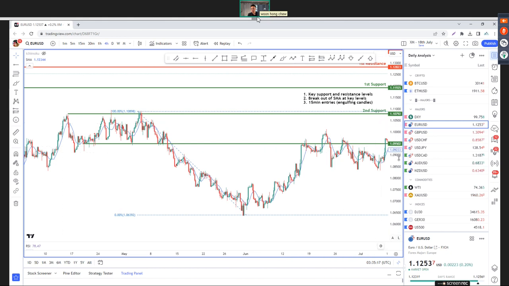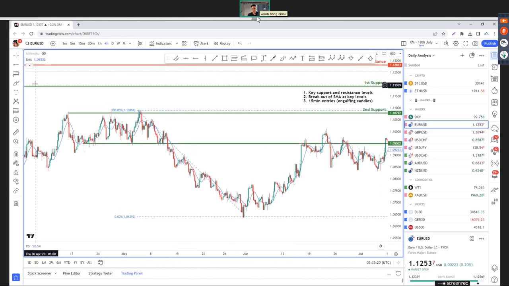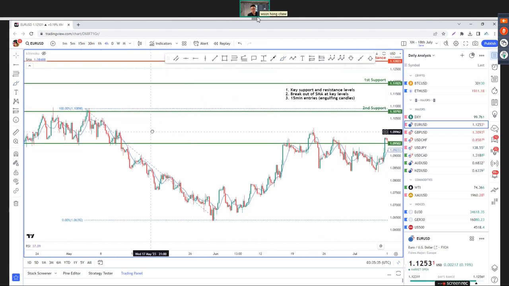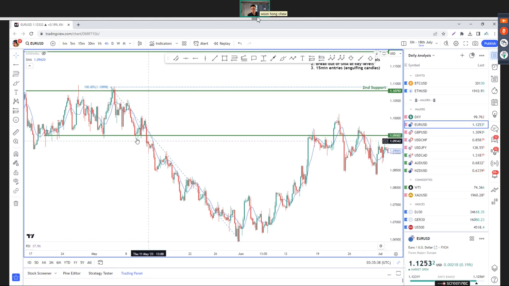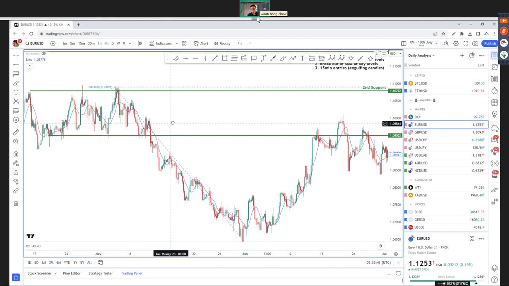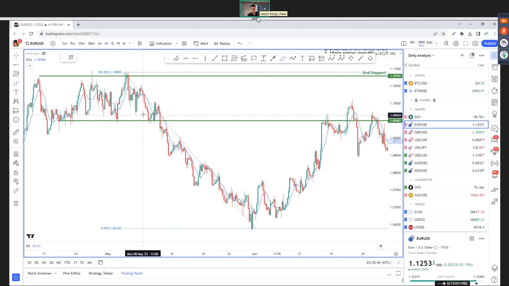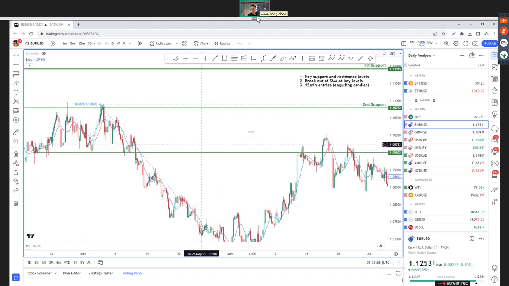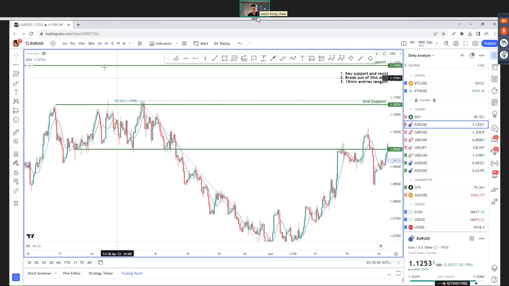Okay, so let me show you guys an example of how you can backtest. For example, we identified that this is one of our key levels and it has a breakout of this support level. And then after that, we are looking at the breakout. Okay, so we can see that this area, even though price has broken out of here, ideally we are looking for sells. So once it came back down, usually what's our third criteria, which is 15-minute entries on engulfing candles.